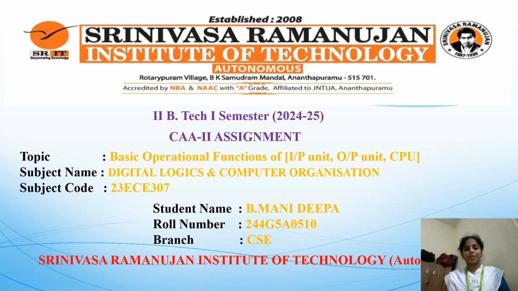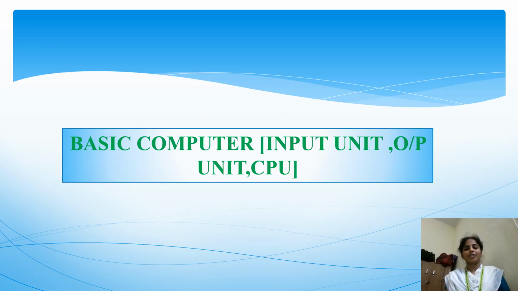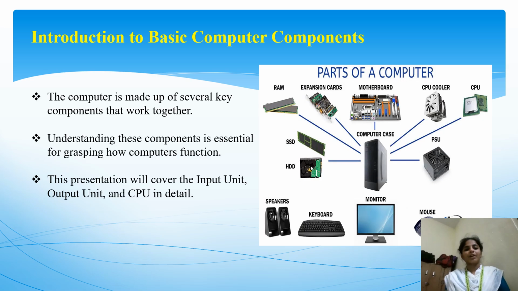Today I am going to explain the basic operational functions of the input unit, output unit, and CPU. These are some basic computer components: RAM, SSD, HDD, expansion cards, motherboard, CPU cooler, PSU, monitor, keyboard, speakers, and mouse. These all come under the basic components which will be connected through the CPU. So that's why the CPU is called the brain of the computer.